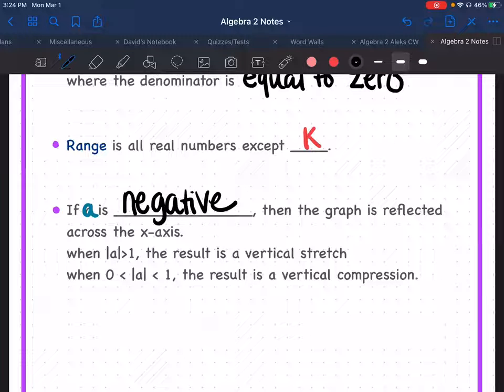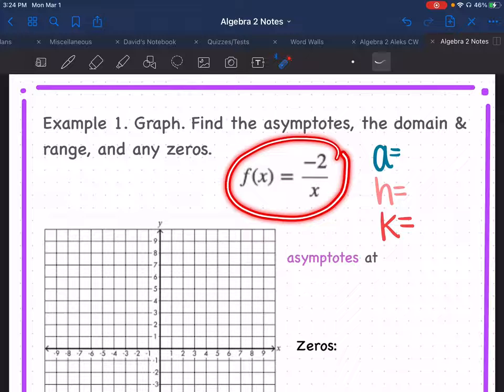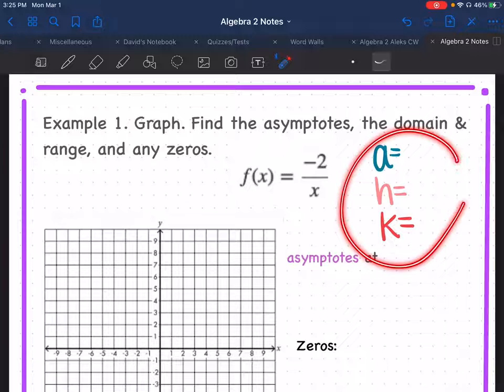So here is our first equation. We're going to graph it. We're going to find the asymptotes. We're going to find the domain and the range, and if there are any zeros. So here is my function right here. And I don't need to go to Desmos right away. I can go ahead and start finding a, h, and k.